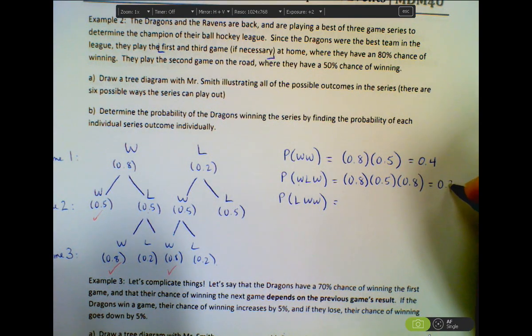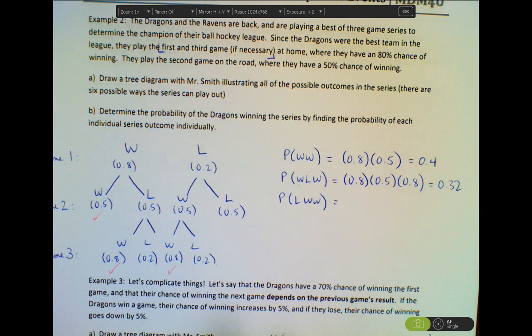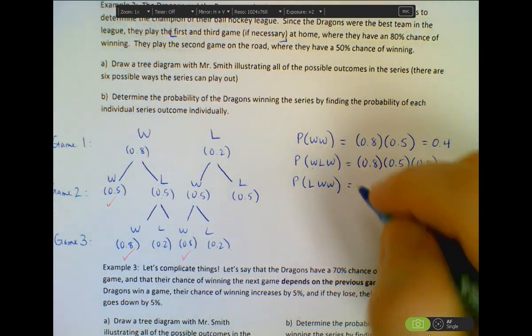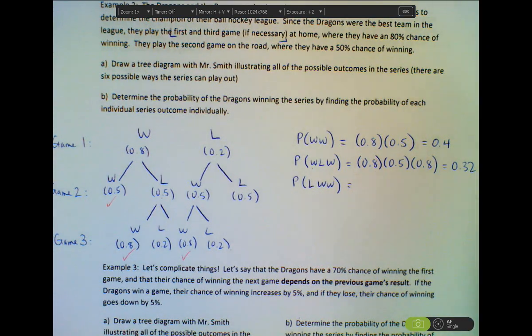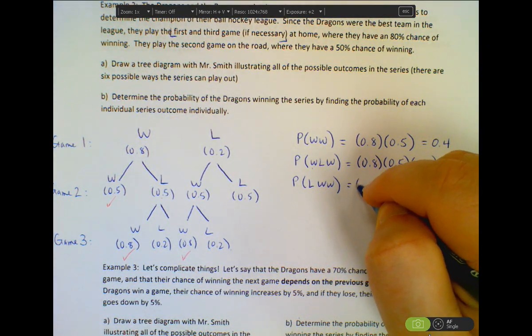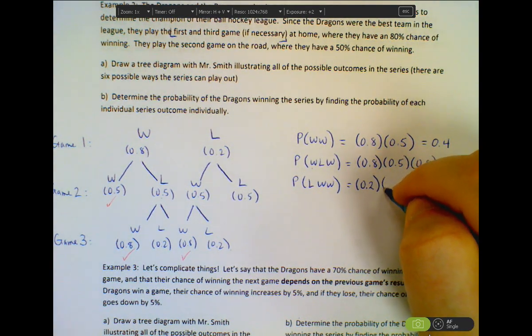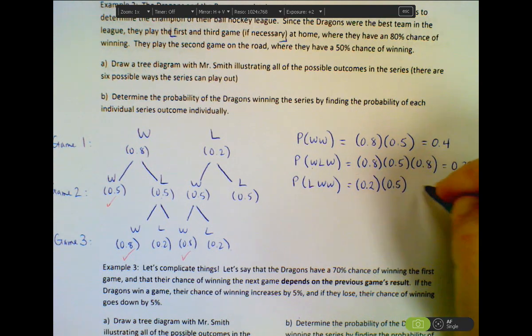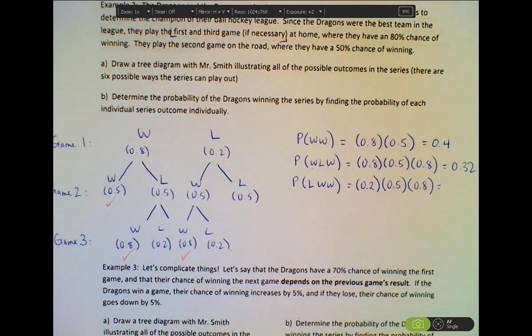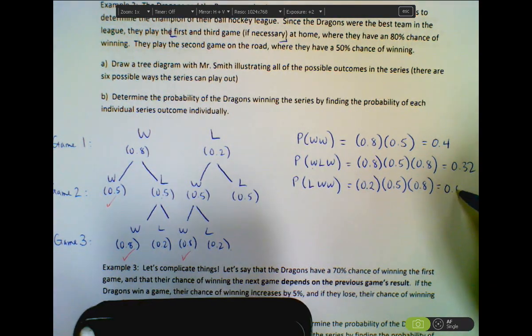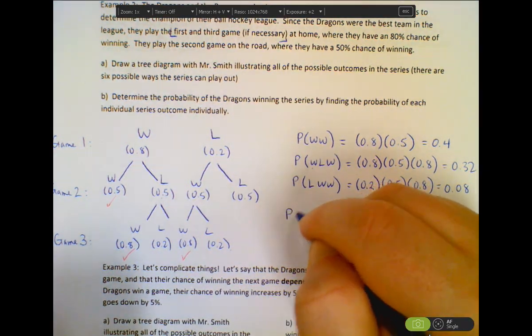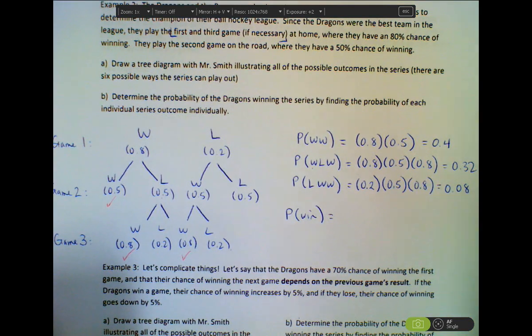So 32%. So be careful here, because we've changed the probabilities between game 1 and game 2. You might not always get the same result. So here we're losing the first game. There's a 0.2 chance of that happening. And then winning game 2 on the road, 50%. Winning at home, 80%. So you can see it's a different calculation than when we just assumed it was the same chance of winning each game. So I got 0.08.